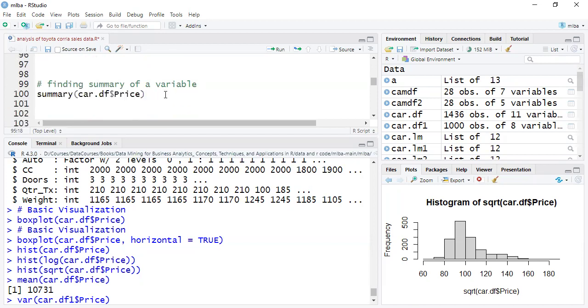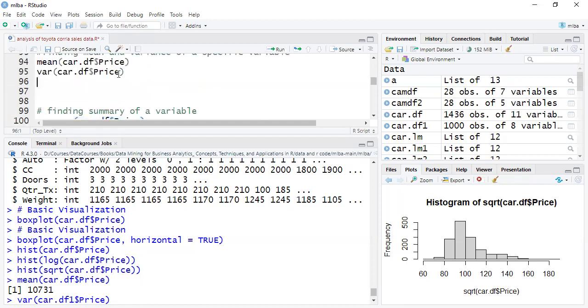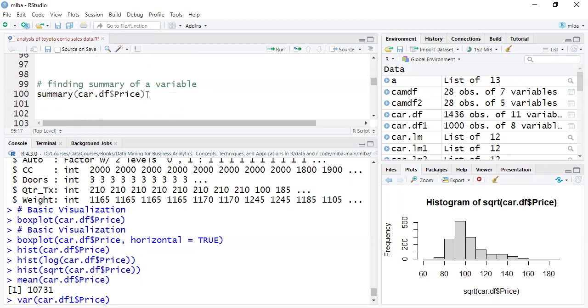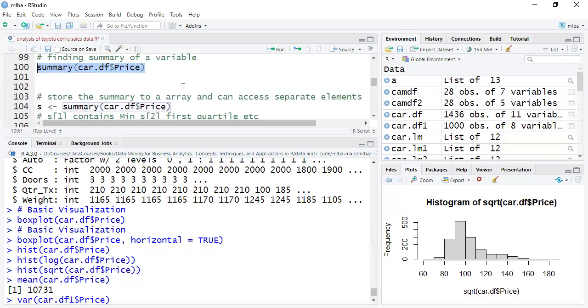Now finding the summary statistics. Instead of finding the mean of prices, the mean of HP, and the mean of all other columns separately, there is just one command to find the mean and other descriptive measures of the entire data frame.